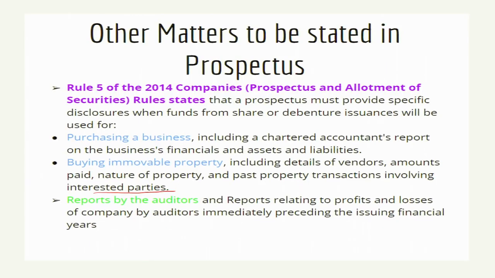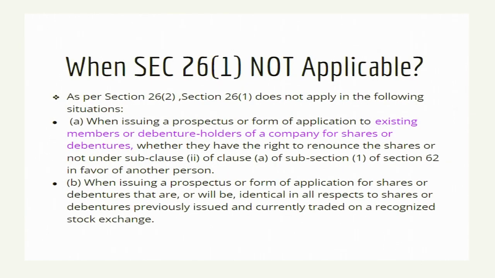Reports by the auditors and reports relating to profits and losses. Whether the company is a profit making company or there is only a loss on the part of the company, the auditor's report clearly mentions it, for the financial year immediately preceding the issue. The previous year report and present year report, both reports are attached with this document. This document in itself clearly defines the real picture of the company.